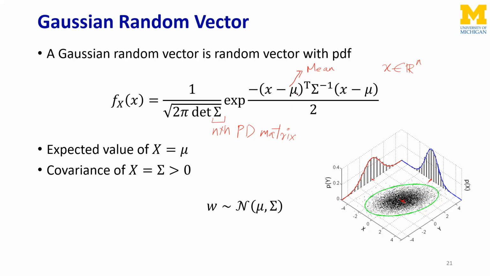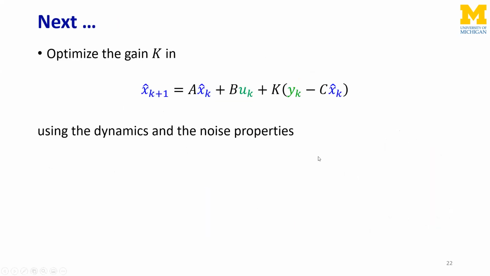Anyways, so mu is called the mean, and the covariance is sigma, which is positive definite. And when I write W is from this set, which is parameterized by mu, the mean, and the covariance sigma, I'm saying that W is a Gaussian random vector with mean mu and covariance sigma. Okay, that's all we need to know.